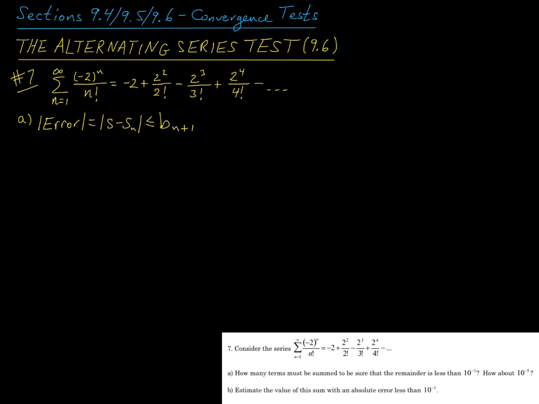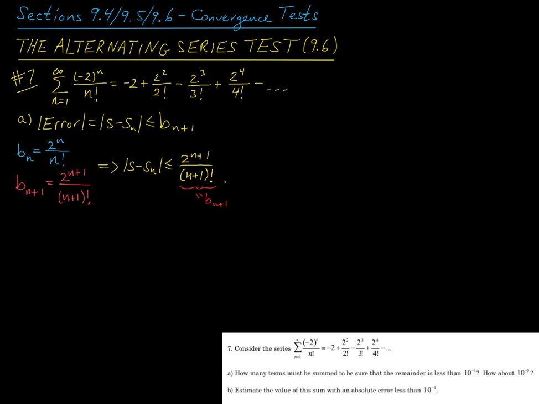All right, so now let's go ahead and apply the theorem. So b sub n is 2 to the n over n factorial. b sub n plus 1 is then 2 to the n plus 1 divided by n plus 1 factorial. And so this theorem says that our error can be no larger than b sub n plus 1. So it can be no larger than 2 to the n plus 1 over n plus 1 factorial.